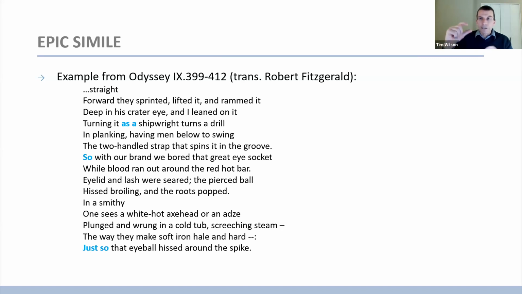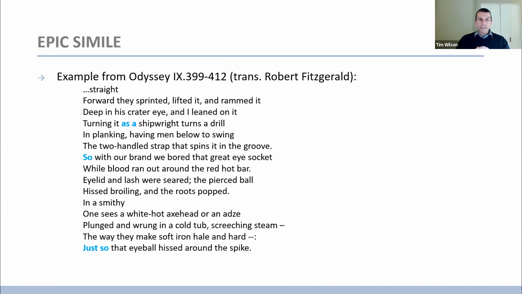So there's two similes going on there. He's compared driving the shaft in to the operation of a shipwright. So putting, let's say, spars or masts into a ship, they have to drive it through and screw it through holes in the ship's structure that they've made, and someone below deck is twisting it around as well. So just as a shipwright does that, we thrust our stick into the eyeball.